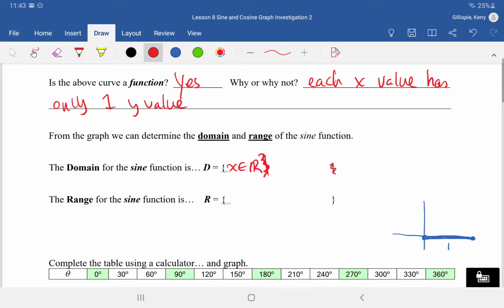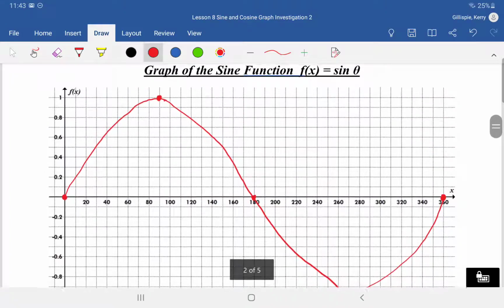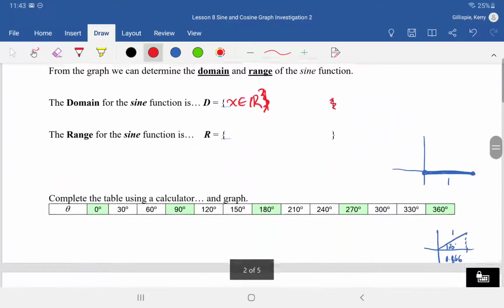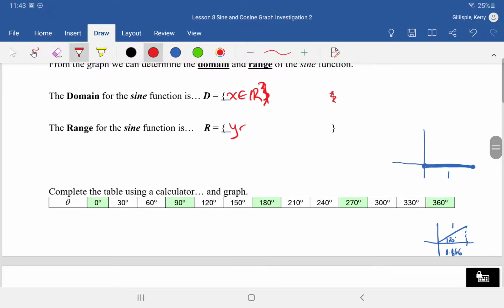For the range, because it has a highest value of 1 and a lowest value of -1, and it'll never go above or below those values, our range will be y belongs to all reals, such that, remember from before March break, we always go lowest to highest. So -1 is less than or equal to y, which is less than or equal to +1, and then close your bracket.